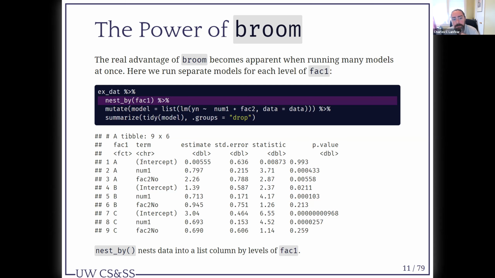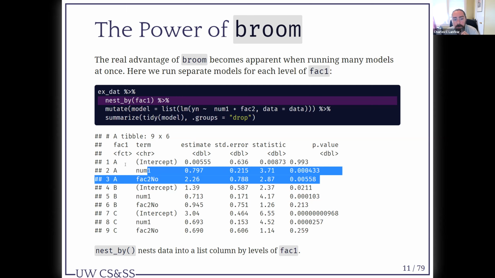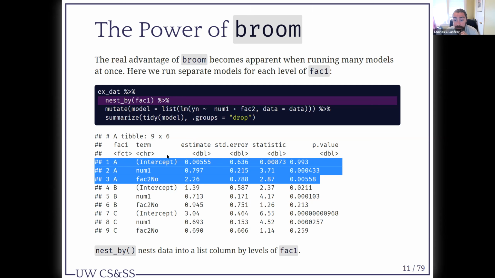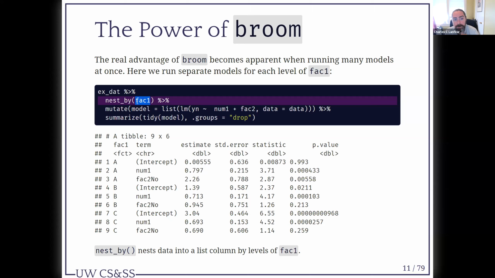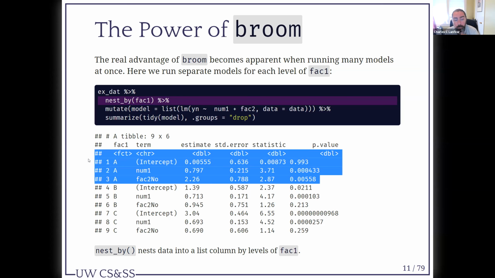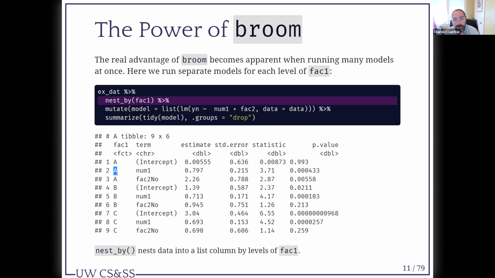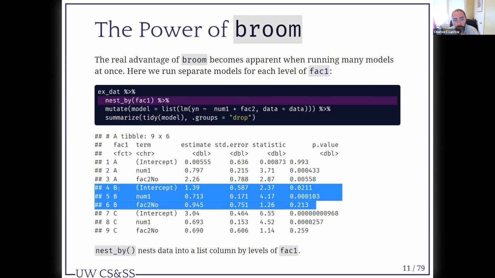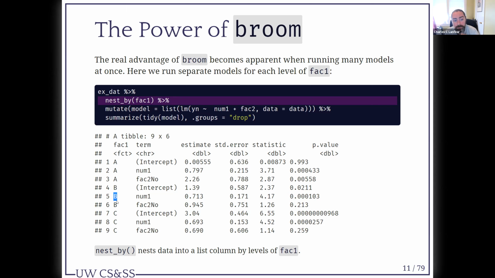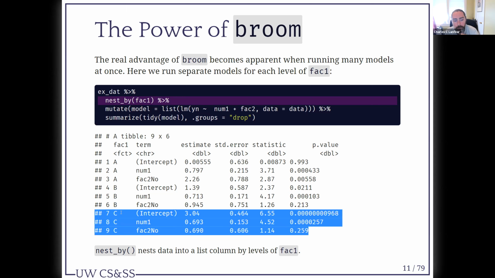My result is going to be something like this. These are the values of fac1, the variable I nested by. Within each value of that factor variable are all of the coefficients, standard errors, statistics, and p-values for models run within each one of those categories. So by nesting on fac1 and running a model, it ran 3 models. This is one model for all the data where fac1 is A. This is a model for the data when fac1 is B, and this is a model for when fac1 is C.